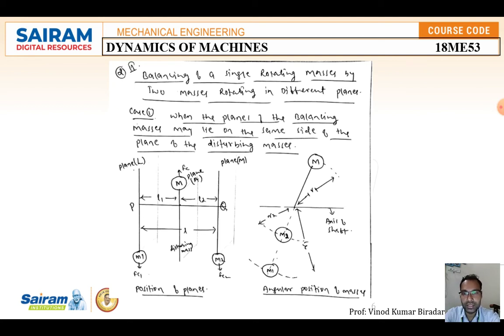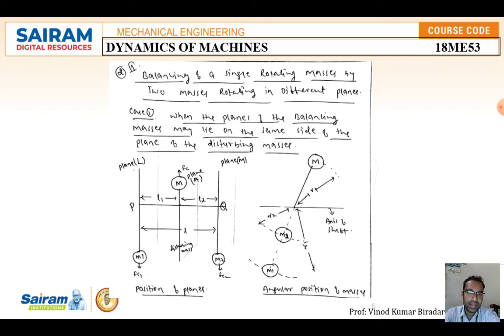Consider a particular shaft upon which a mass m is fixed. To make it balanced, on the other side we fix other masses, m1 and m2, at these positions. Even if you give some angular velocity, there is a chance of producing a centrifugal force, fc1 equal to m1 r1 omega square. That is about the position of the plane.